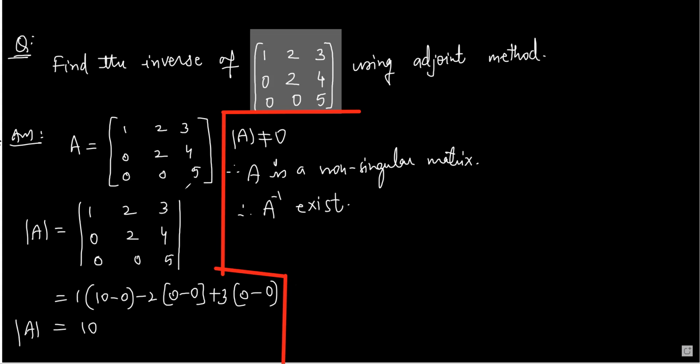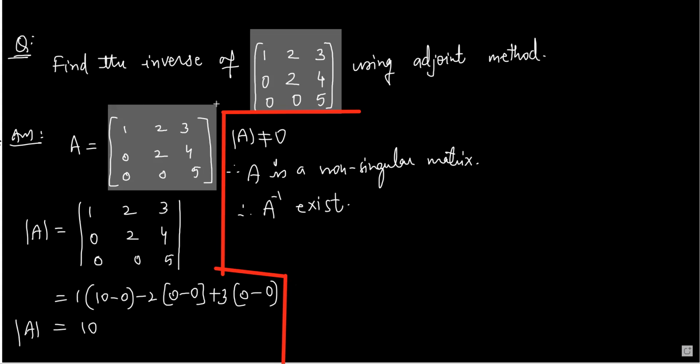What is the next step? I will find the inverse by finding the adjoint first. To find the adjoint of this matrix, I will have to first find the minors of each and every element. After finding the minors, I will have to find the cofactor of each and every element, then get the matrix of cofactors and then its transpose, which will be the adjoint.